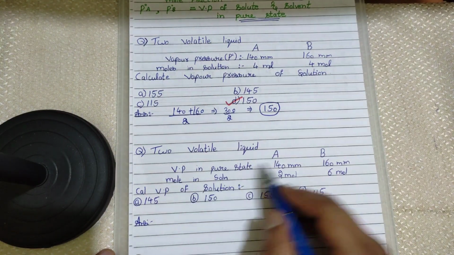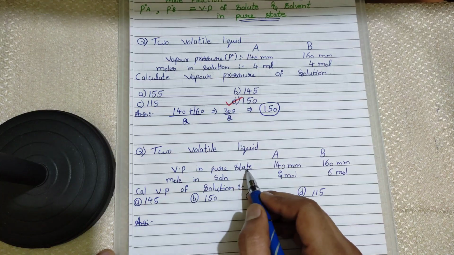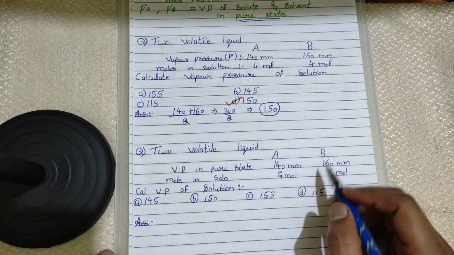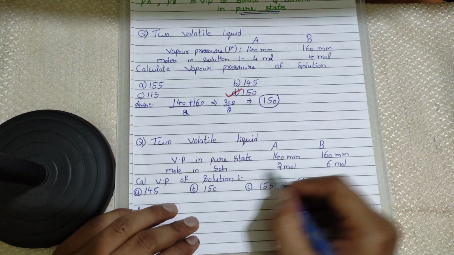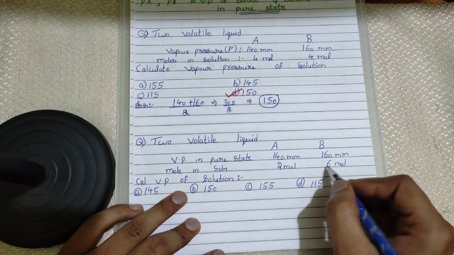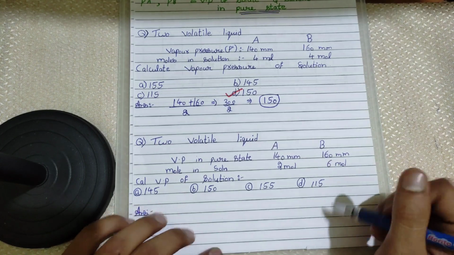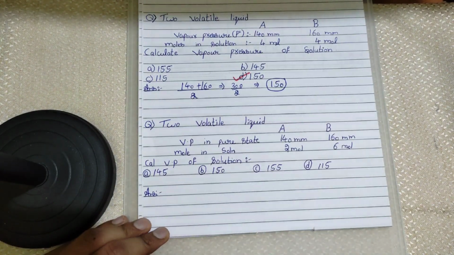Again we have two volatile liquids A and B. Vapor pressure in the pure state is 140 mm and 160 mm Hg, similar to the above case. But here comes the difference, and here comes the concept. See, the moles in the solution they have given are different. Here 2 moles and 6 moles. The mole of A is 2 and 6 moles of B they have given, and they are asking us to calculate the vapor pressure.